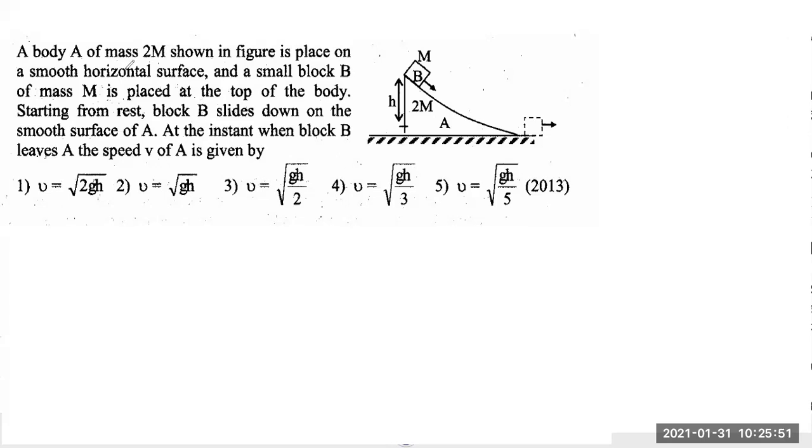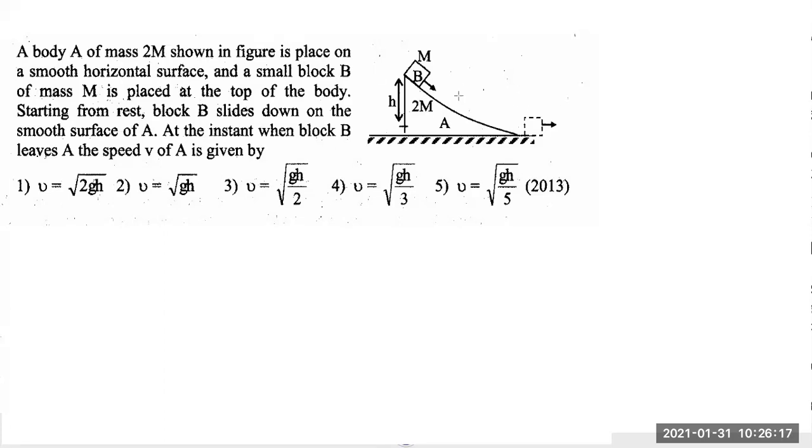Now, the top of the body, starting from rest, block B slides down on the smooth surface A. At the instant when block B leaves A, the speed V of A is given by. Okay, fine. So we need to find the speed of A.